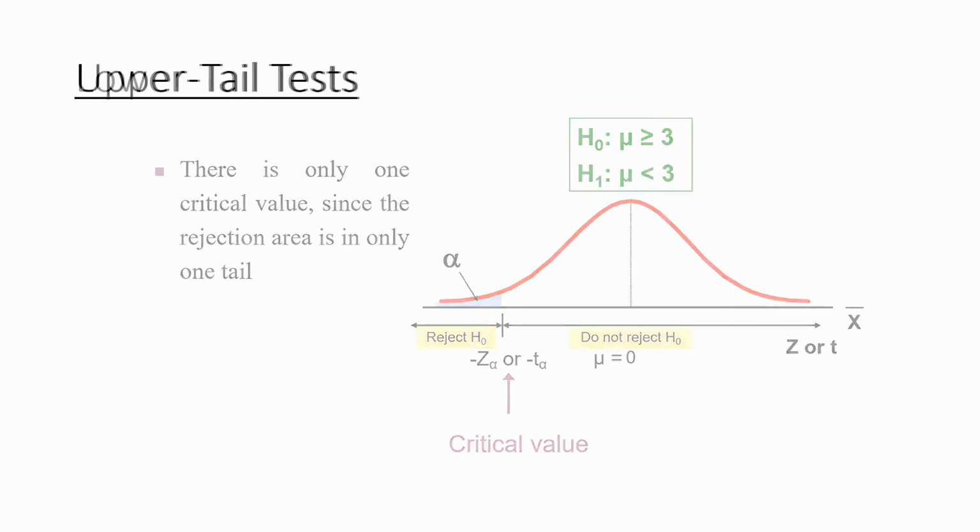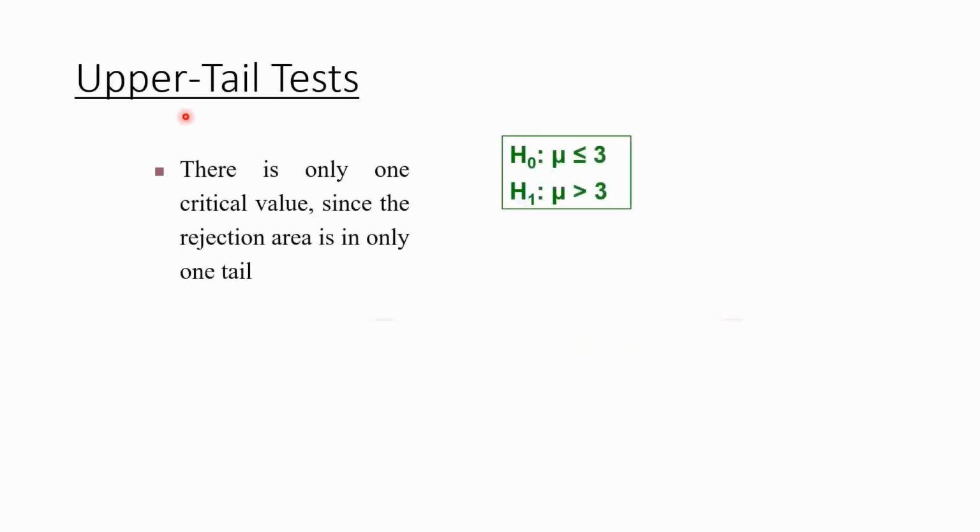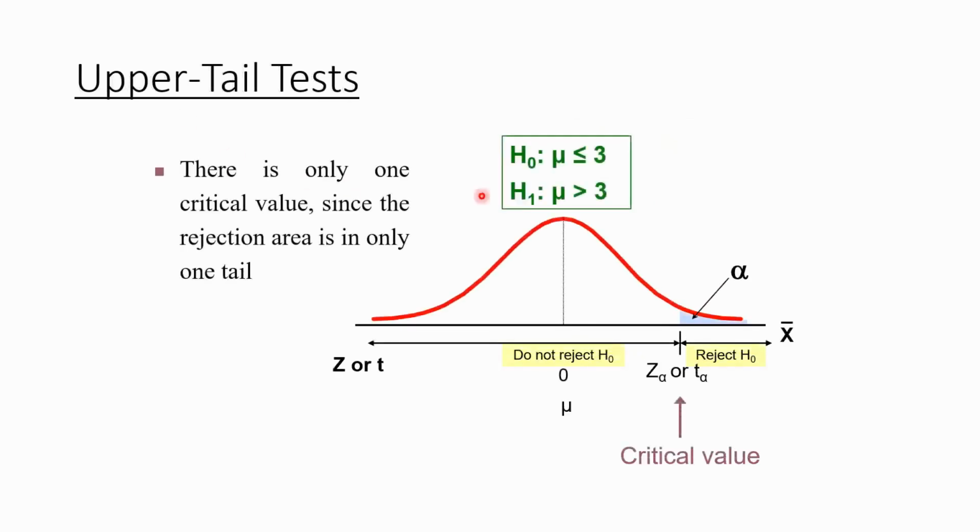Now let's have a look at the upper tail test. Same thing applies. There's only one critical value. Again, it's alpha, not alpha divided by 2. So your critical value would be Z alpha or T alpha, and it would be a positive value because it's to the right of 0.